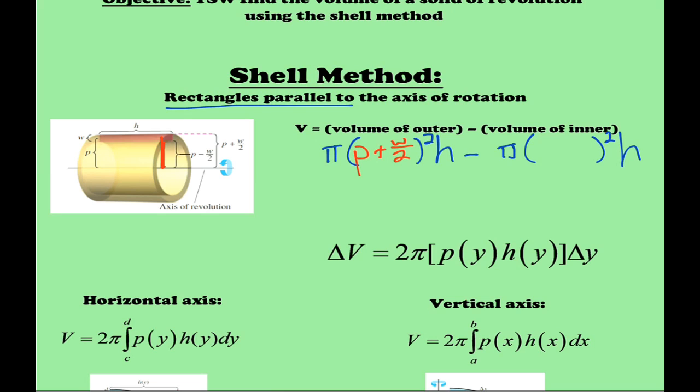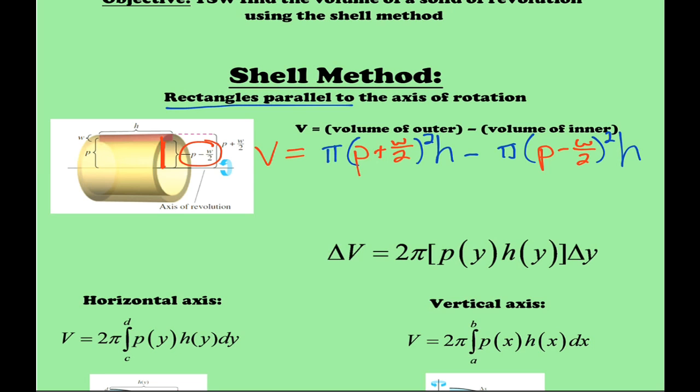Well, how much do I need to go back down? Wasn't it the second half of my, or I guess if you want to say first half of your width of your rectangle? So I'm going to call the little radius p minus w divided by 2. P minus w divided by 2. So this formula is going to give me my volume of my shell.